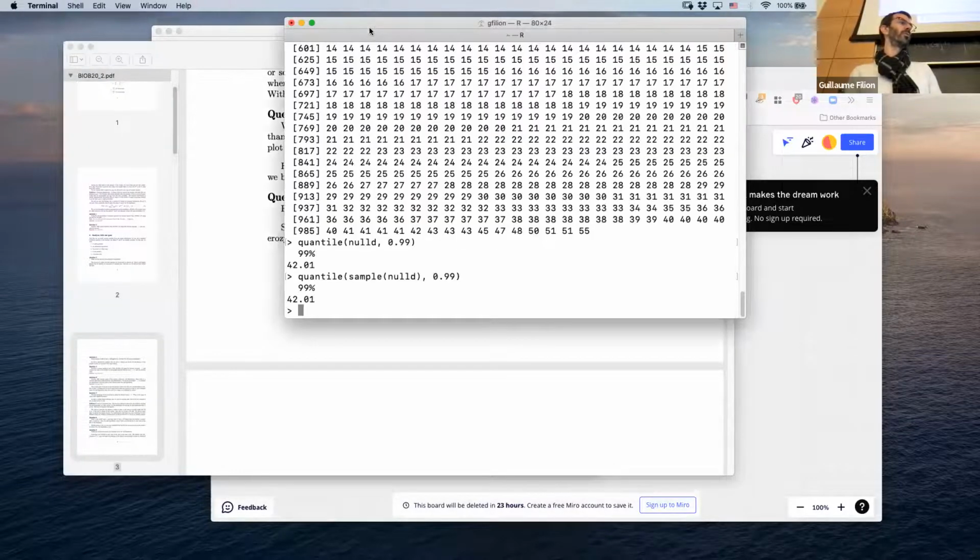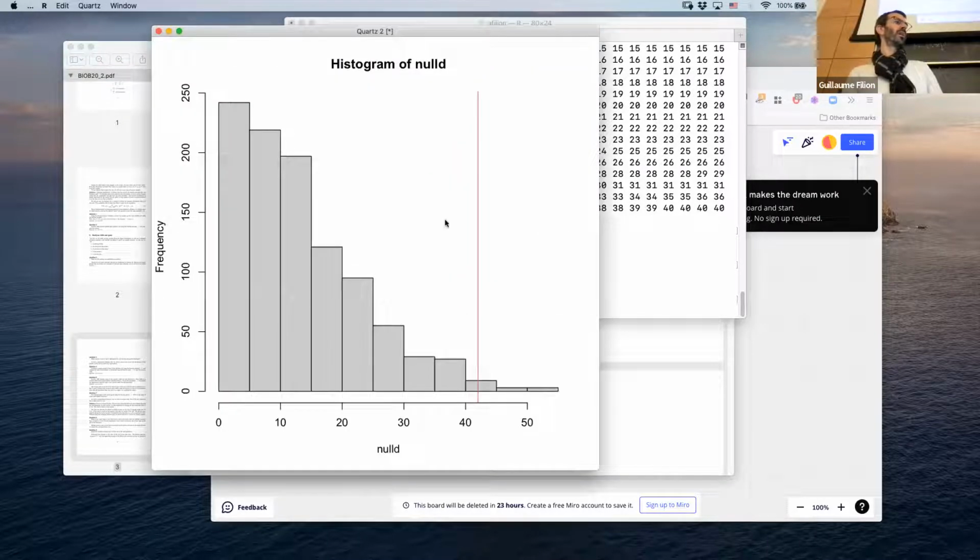So what's the function to do this? Do you guys remember? Yeah, abline. Okay, and then we say v equals 42. And I want it red, so I'm going to use col equals 2, which stands for red. So on my graph here, I can see that the threshold is here.